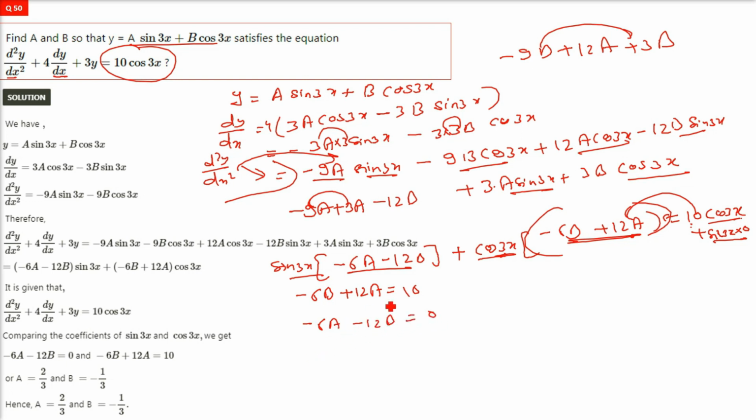What I am suggesting is cos 3x and sin 3x. You just have to take the coefficient and equate. Only cos 3x has some coefficient, otherwise no. So this way of solving will not be possible.